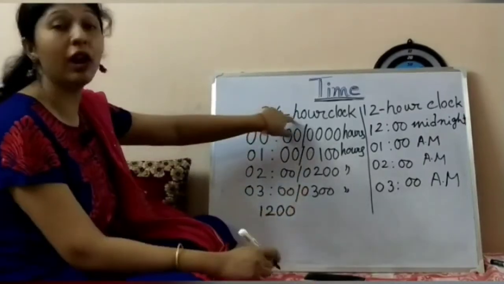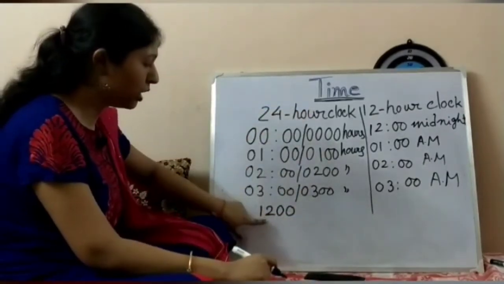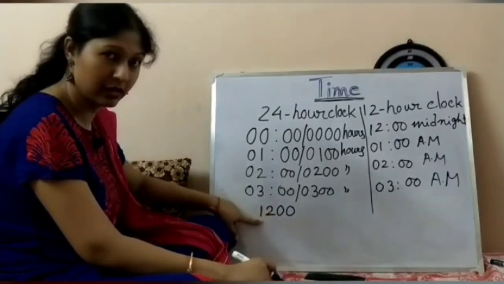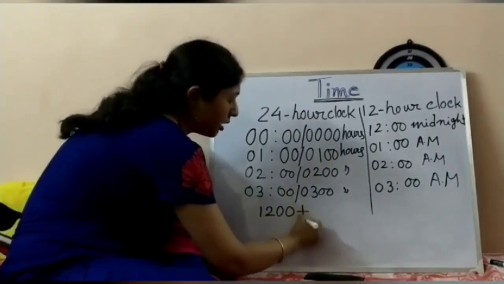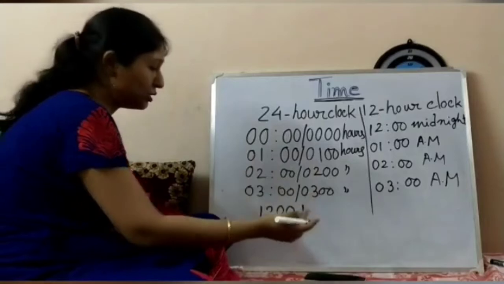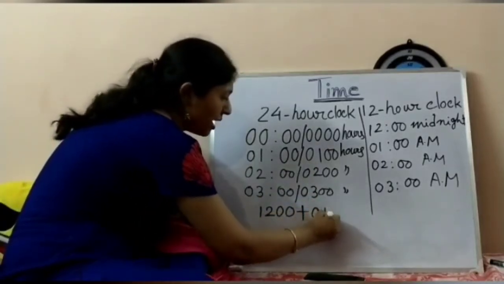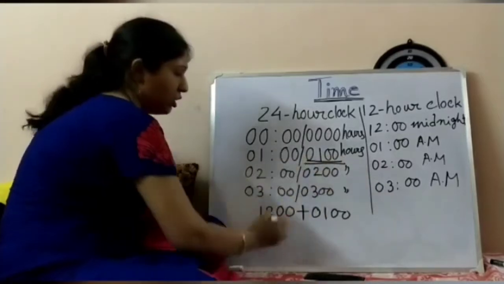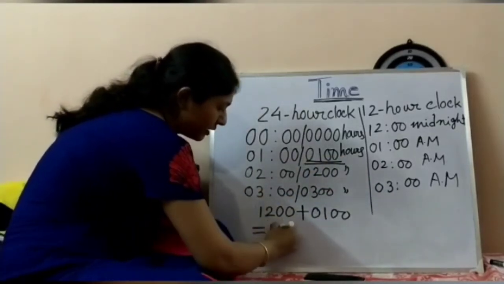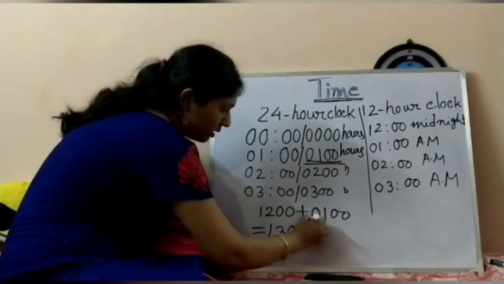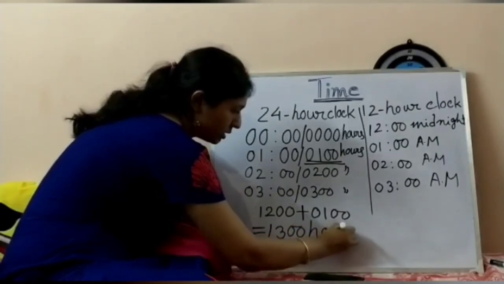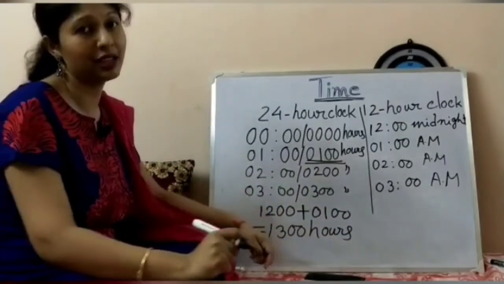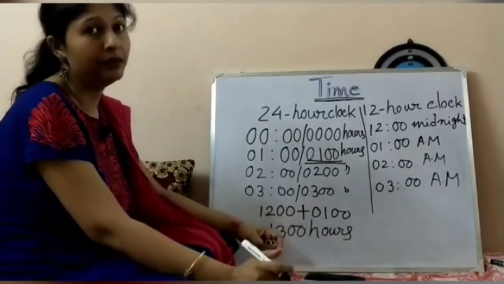In 24-hour based clock, 12 o'clock we should write like that, and 1 o'clock means we should write 0100. I already shown it here. So it will come 13 hours. 13 hours means that is a 1 p.m.